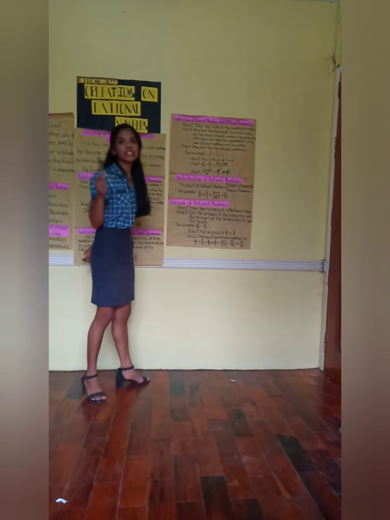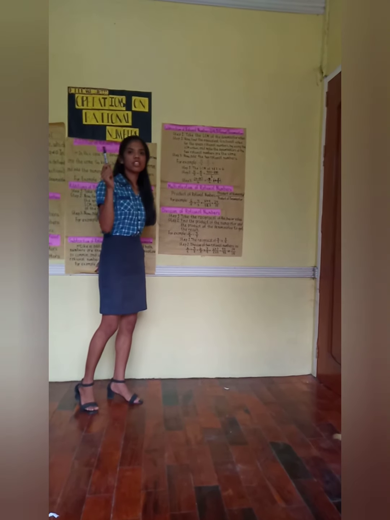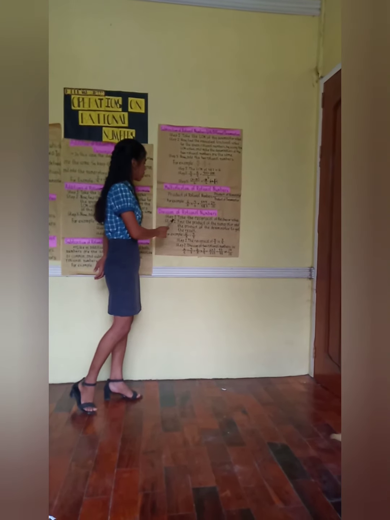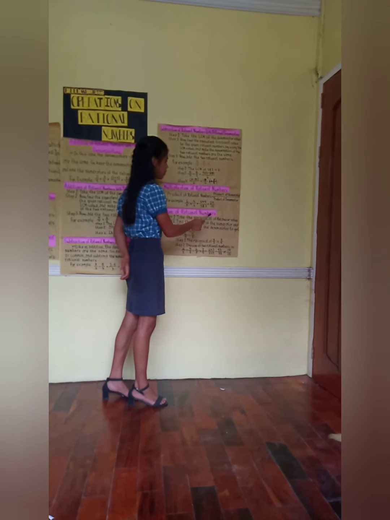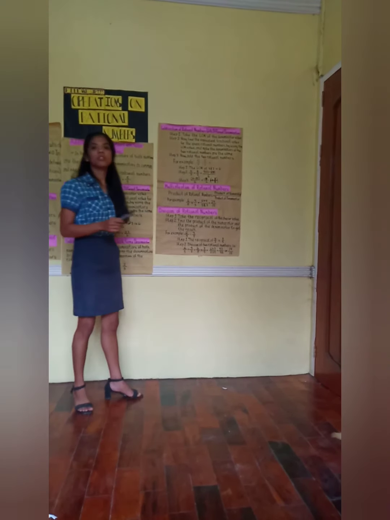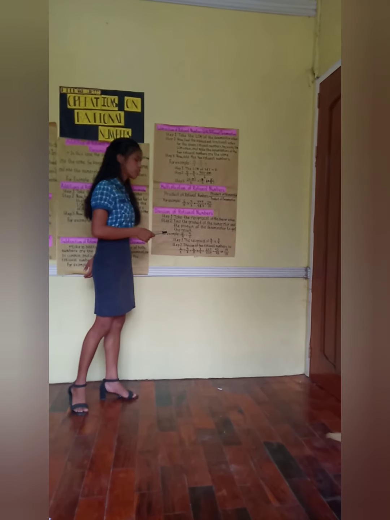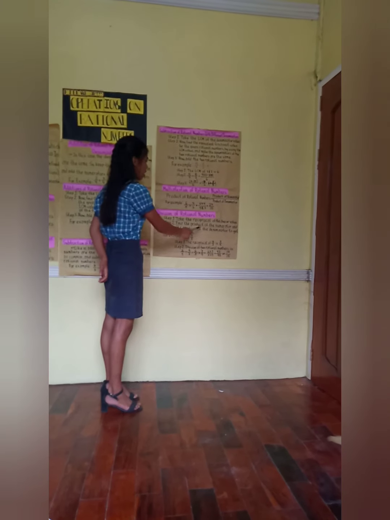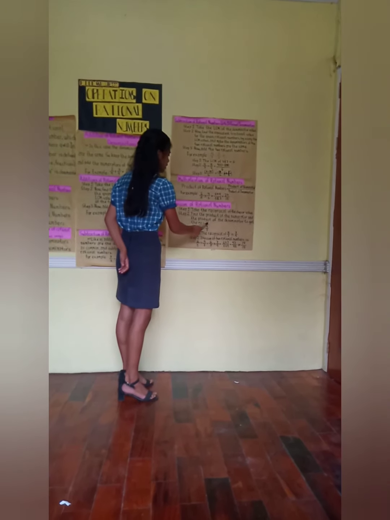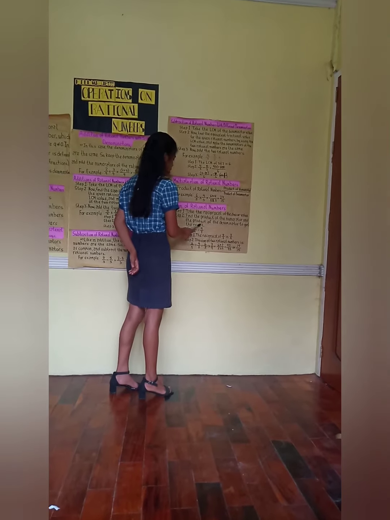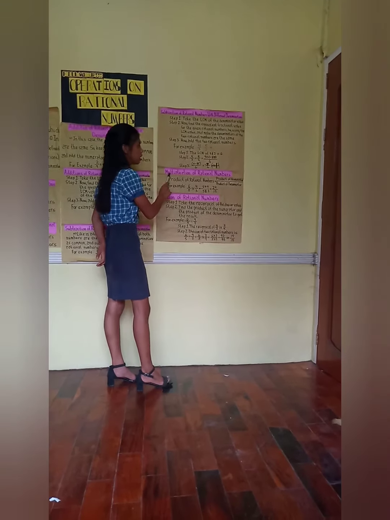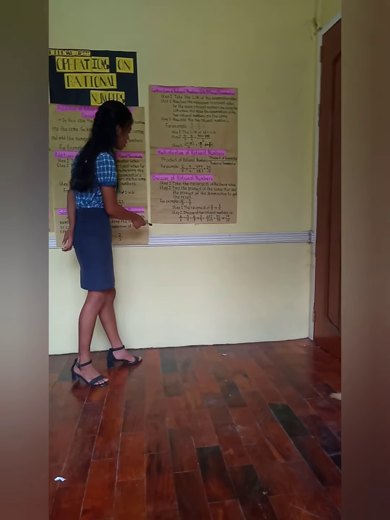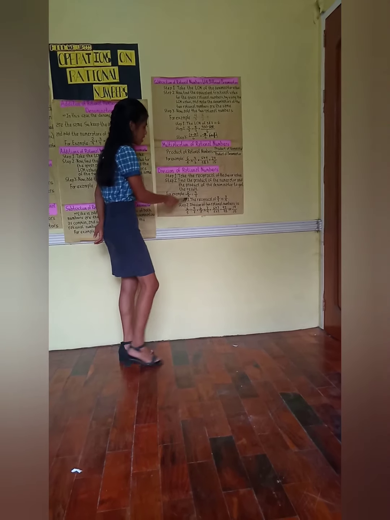Step 1. Please read, Miss Eunice. Thank you, Miss Eunice. So, our step 1 is take the reciprocal of the divisor value. Step 2, Miss Joyce. Thank you, Miss Joyce. So, our step 2 is find the product of the numerator and the product of the denominator to get the result. Same as multiplication of rational numbers, right? Then, so let's proceed to example.